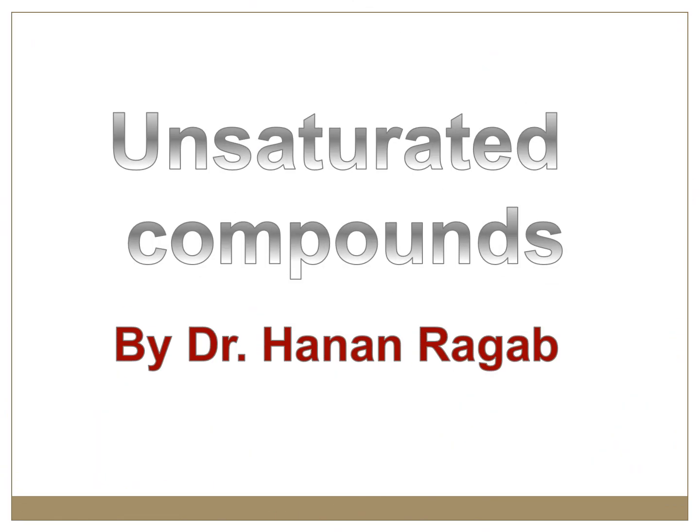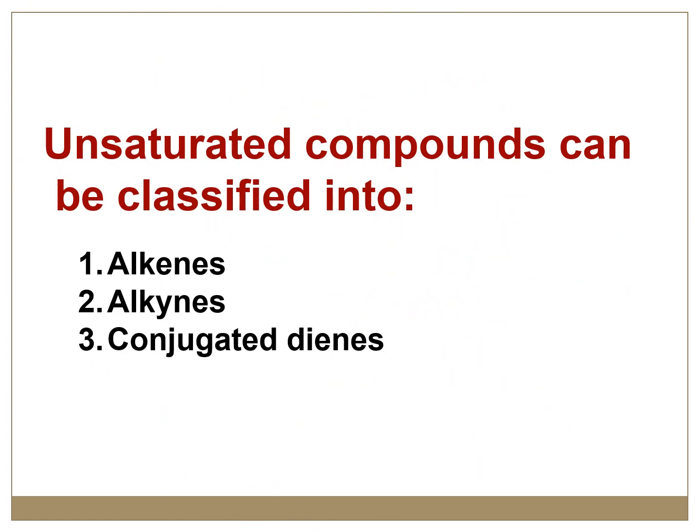Good morning, everyone. Today we will continue studying the topic of unsaturated compounds. As we have mentioned, unsaturated compounds can be classified into alkenes, alkynes, and alkadienes. Alkenes are doubly bonded compounds. They are compounds that contain double bonds. Alkynes are compounds that contain triple bonds.